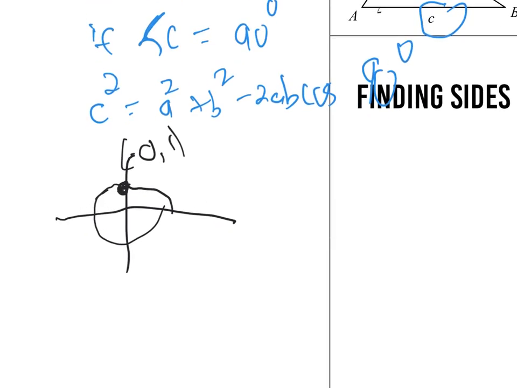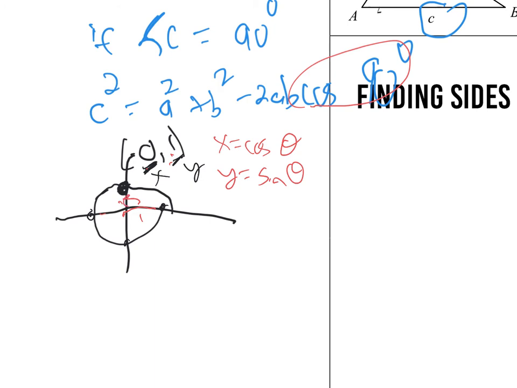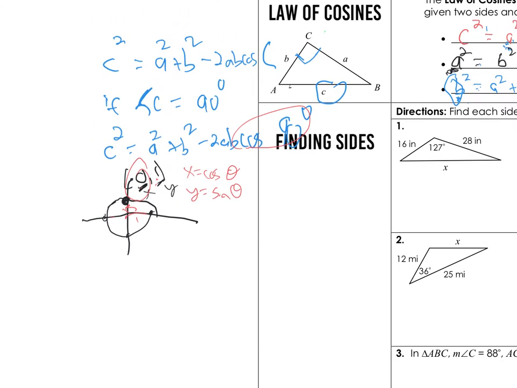And remember what I taught you about the unit circle? That whenever we're dealing with any of these points that are on the fence, the first number is the x, the second number is the y, and when you're on the unit circle, in other words, the radius is always a 1, the first number, x, is the cosine of the theta that I'm looking at, and the second number, y, is the sine of theta. Since I want cosine of 90, and 90 goes all the way up to here, cosine of 90 is 0. So if angle C was 90 degrees, then C squared equals A squared plus B squared minus 0.